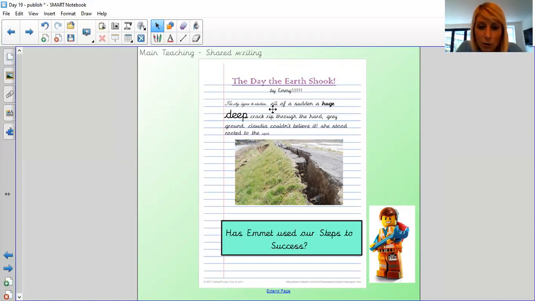Then he's got all of a sudden a huge deep crack ripped through the hard grey ground. Claudia couldn't believe it. She stood rooted to the, what does that say? I think that word is spot, but it's a bit tiny, so I can't really see. And then he's got a really big picture there to show us how the earth cracked, and that's right in the middle of the writing, really big.